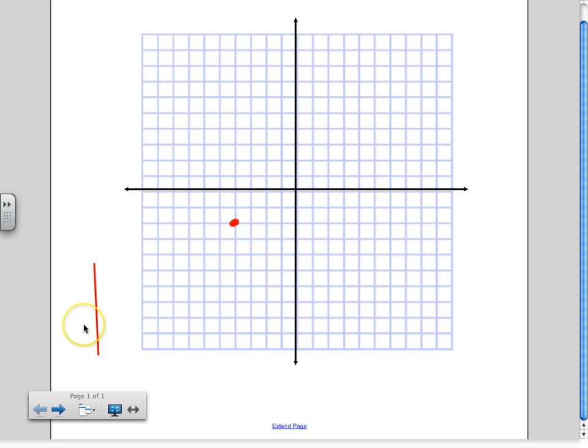Negative 4, negative 2. I'll give you another one, I'm sorry, but I need to make sure you understand this. Let's say I give you another point right here. 1, 2. Positive, negative, 0, or undefined slope? Just by looking. Positive.